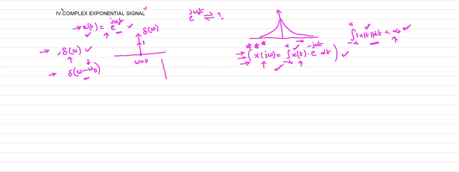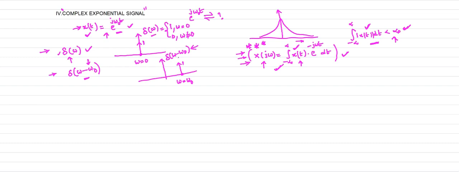Now how can we represent this signal? This signal is represented like this. It has a value of 1 at omega equal to omega naught. In other places of omega, its value is 0. What is delta of omega? Here delta of omega is 1 for omega equal to 0, and its value is 0 whenever omega is not equal to 0. So this is your delta of omega.